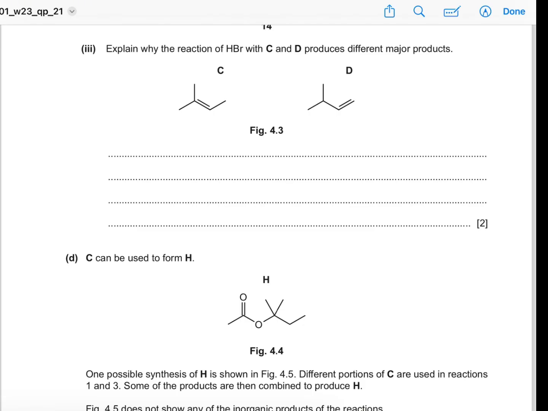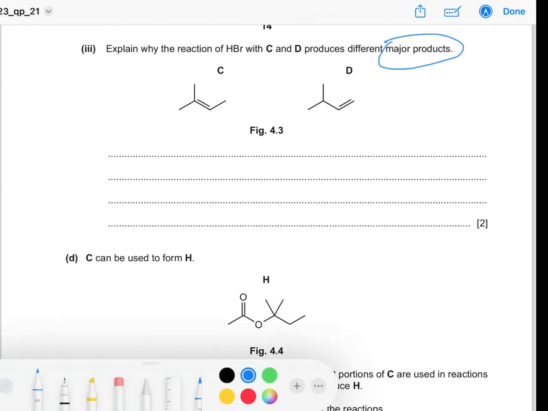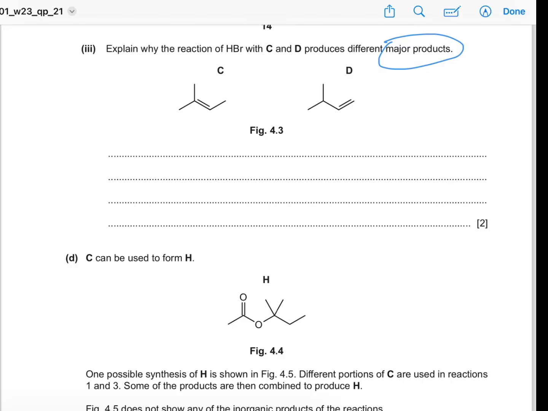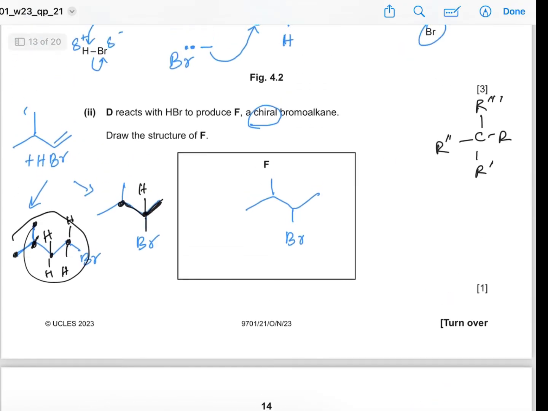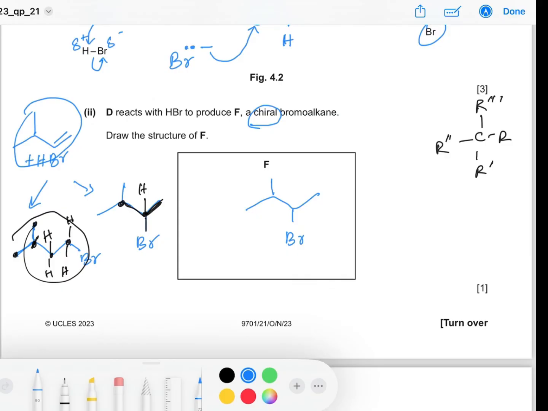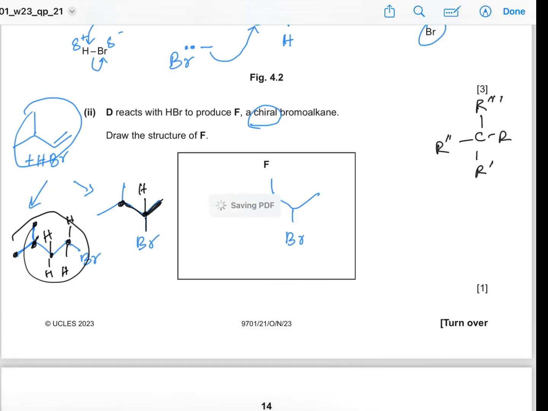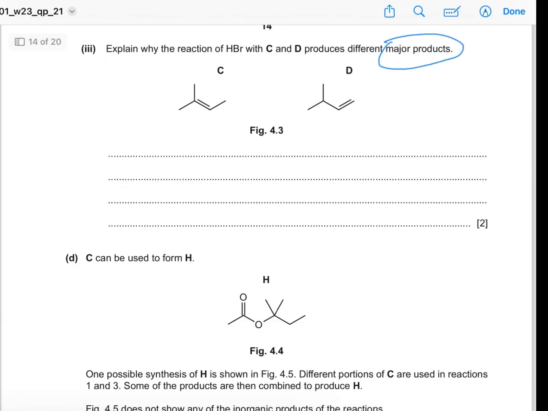Part 3, explain why the reaction of hydrogen bromide with C and D produces different major products. Major products are the products that are formed from the more stable carbocation. As we saw earlier in the previous part, when hydrogen bromide reacts with C or D, it can form two different products depending on which carbon atom from the double bond the bromine atom bonds to. Okay, and this will involve different carbocations as the intermediate.